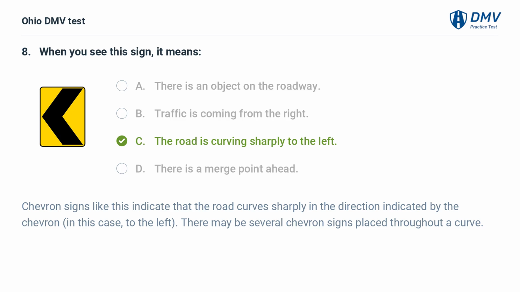C. The road is curving sharply to the left. Chevron signs like this indicate that the road curves sharply in the direction indicated by the chevron, in this case, to the left. There may be several chevron signs placed throughout a curve.